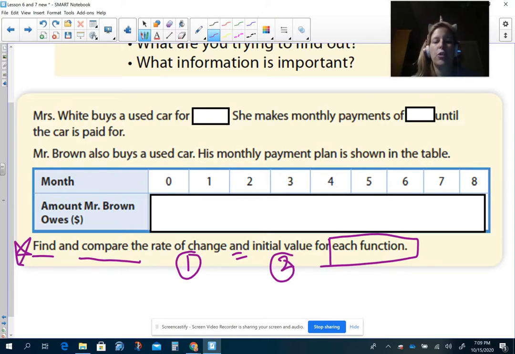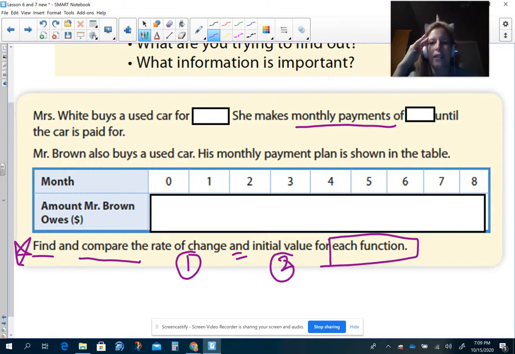How many times do y'all go to answer a question and y'all miss out something? Like all the time, right? Okay, start numbering your stuff. I need the rate of change and initial value for each function. So I need it for both, right? Okay, what else can you tell me? Can you tell me that monthly payments happens like every month until the car is paid off?